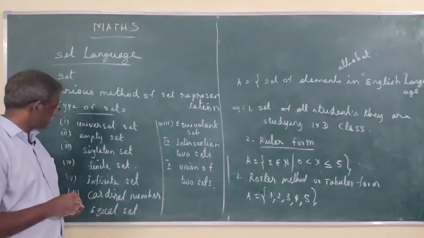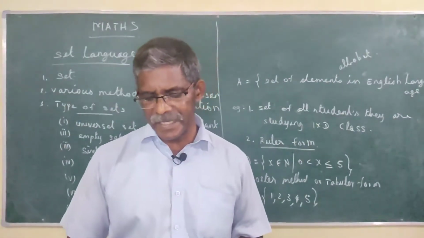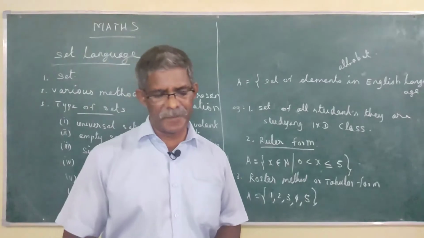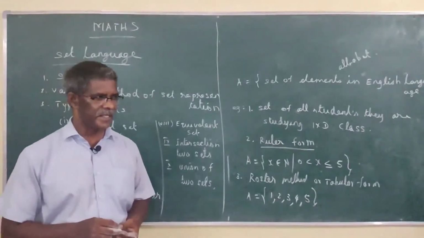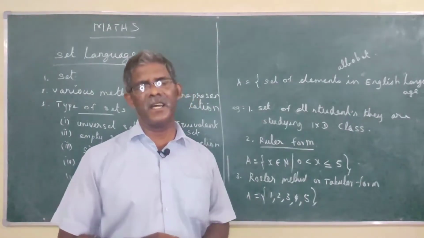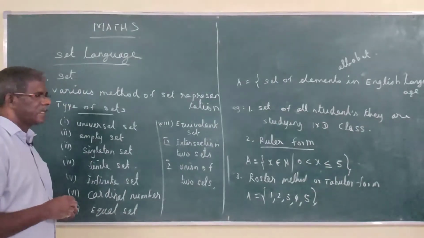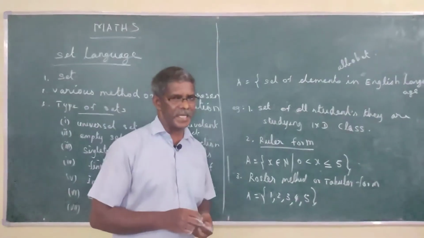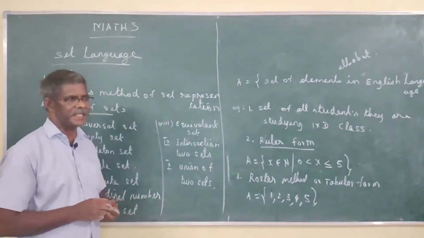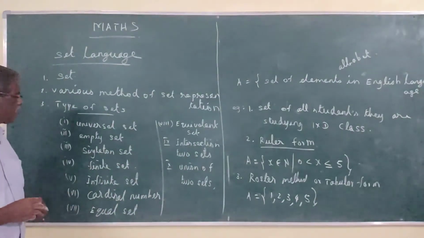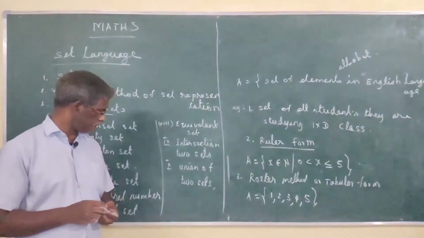Then cardinal number. Cardinal number means the number of elements inside the set. So it represents the number of elements. Suppose a set A contains 3 elements, then cardinal of A, or n(A), is equal to 3. Suppose in class 9D there are 13 students studying, then the cardinal number of 9D is equal to 13. So the number of elements in that set is called the cardinal number.